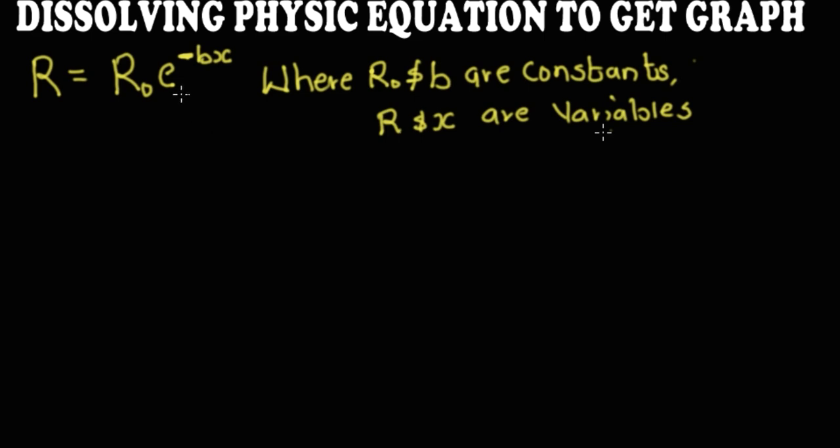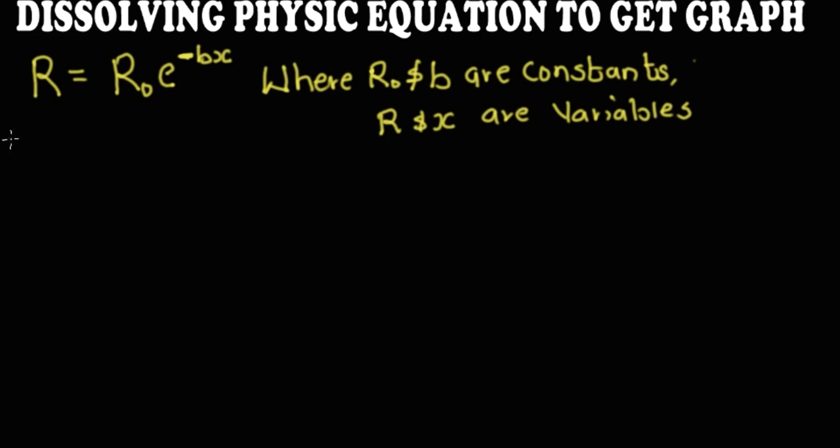Now, whenever you're given an anti-logarithm like this, an anti-log, which is this e raised to power minus bx, we are going to introduce ln to both sides, the way we did in our previous video. So if you are watching this video and you have not watched the previous video, do well to check other videos before watching this.